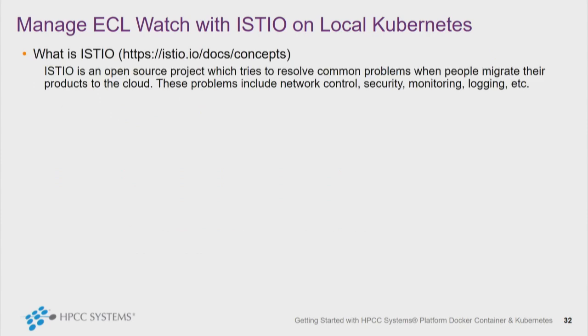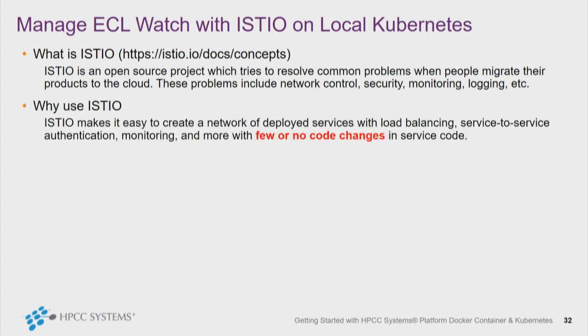So what is Istio? Istio is an open source project which tries to resolve common problems when people migrate their products to the cloud. These problems include network control, security, monitoring, and logging. So why use Istio? Istio makes it easy to create a network of deployed services with load balancing, service-to-service authentication, monitoring, and more, with few or no code changes in your code. And Istio supports various Kubernetes platforms.